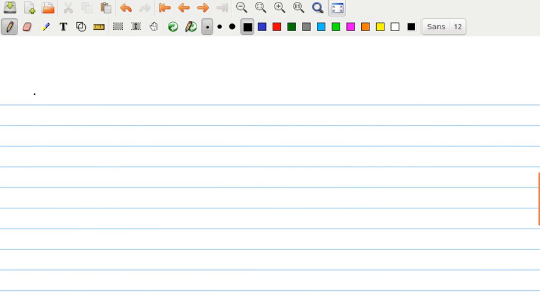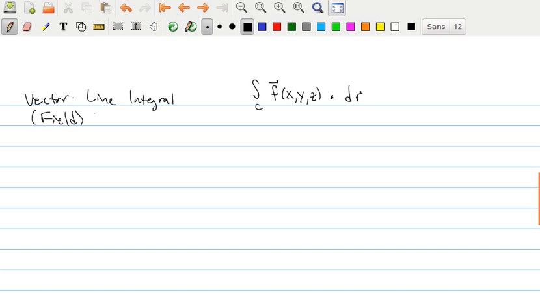So let's now look at an example of the vector line integral, excuse me, not the scalar. This is also sometimes called the field line integral. The way this is defined is again the integral over some curve c of, now the function that we're integrating is actually a vector field. So you can think of this as the field of x, y, and z dotted with this dr that we'll define in just a second.